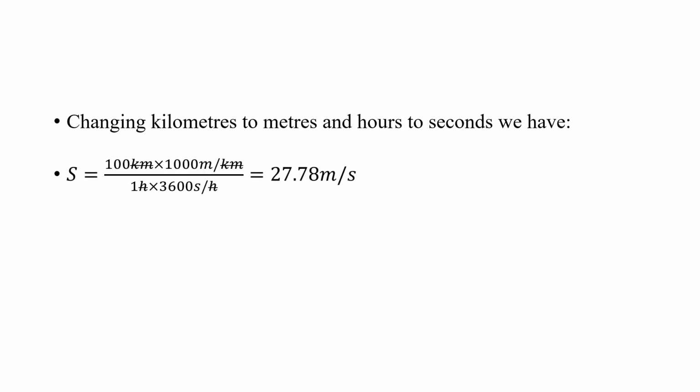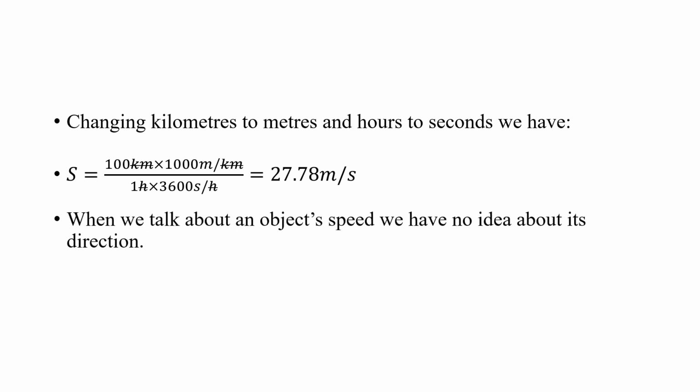Changing kilometers to meters and hours to seconds, we have speed equals 100 kilometers times 1000 meters per kilometer, over 1 hour times 3600 seconds per hour, equals 27.78 meters per second. When we talk about an object's speed, we have no idea about its direction. So speed is a scalar quantity.